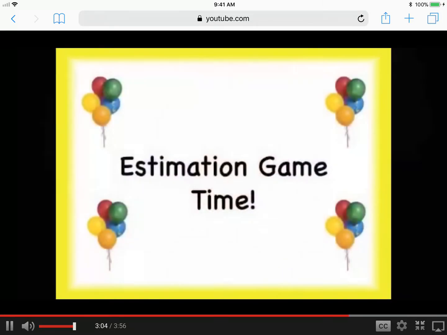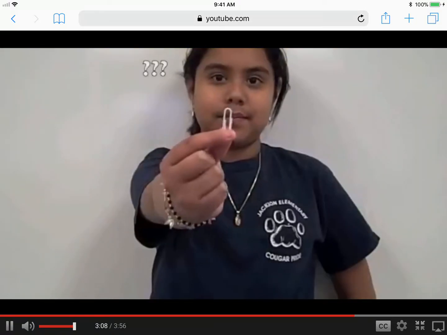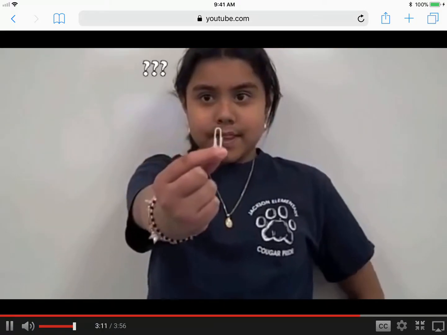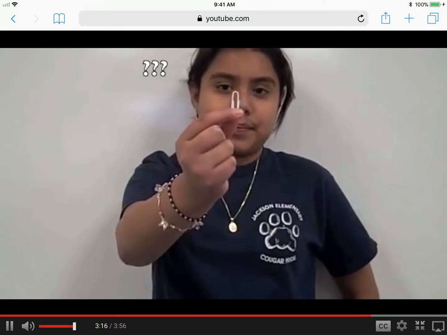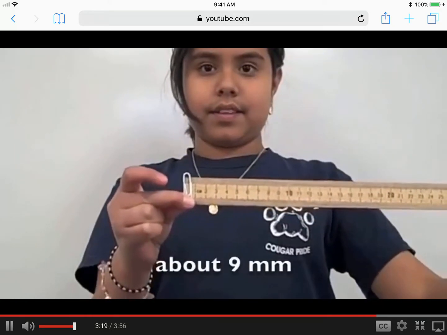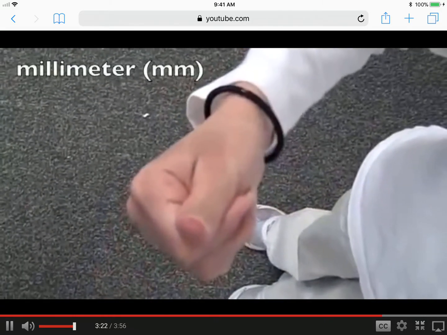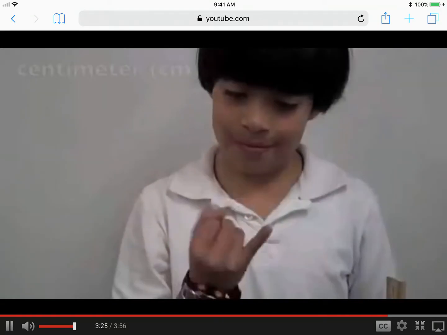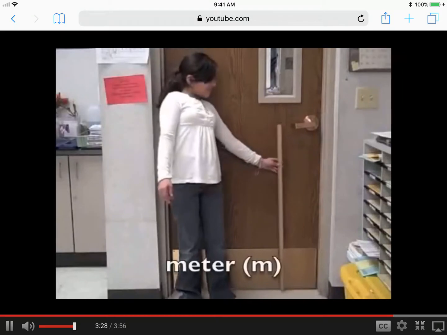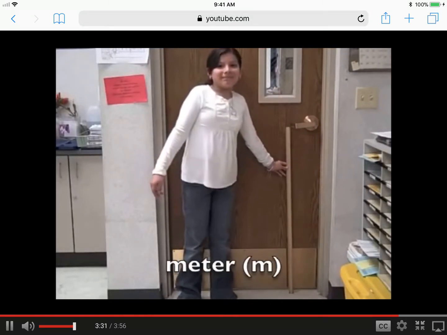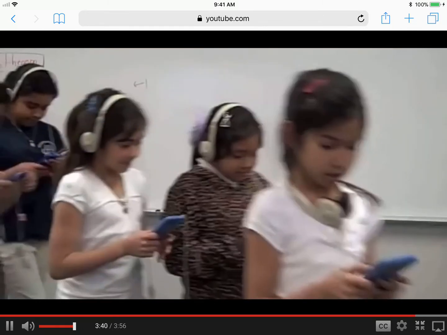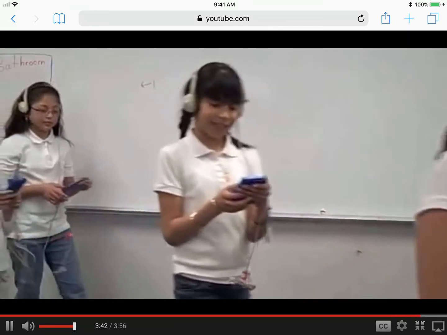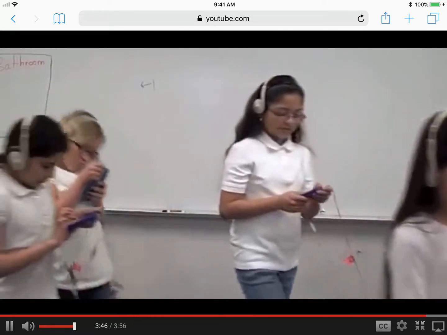Now it's estimation time. Look at this paper clip. About how many millimeters wide do you think it is? Try to imagine how many of the tips of your fingernail would fit across a paper clip. If you guess close to 9 millimeters, you're right. Things that you are familiar with, like fingernails, pinkies, and the distance from a doorknob to the floor can help you to estimate length. Using these things can help you to remember the size of a meter, centimeter, or a millimeter. Keep those iPods ready for the next episodes where we will explore metric units of capacity and weight.